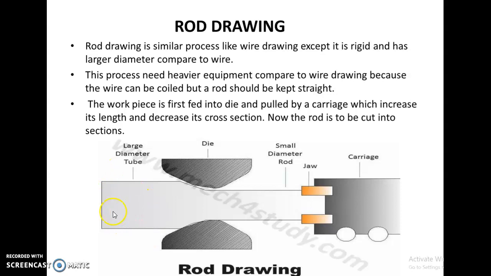So this is the workpiece, this is the die, and this is the carriage which is going to be pulled. Okay, so the tensile force is given by the carriage. The jaw is used to connect the carriage. So this is the larger diameter rod, and once it passes through the die, the diameter of the rod is reduced by the tensile force. The tensile force is provided by the carriage, which pulls the rod from this position to this position. So the workpiece is passed through the die. Okay, this is called rod drawing.